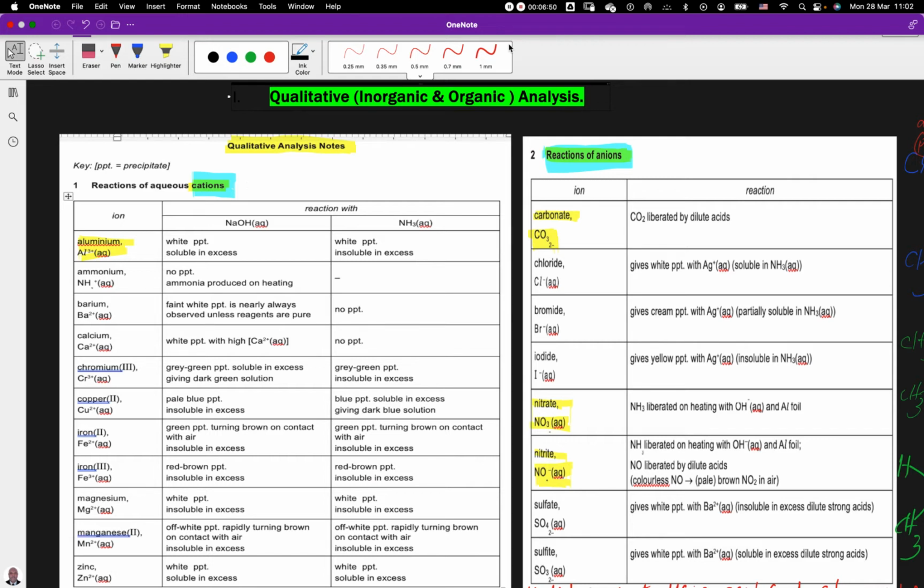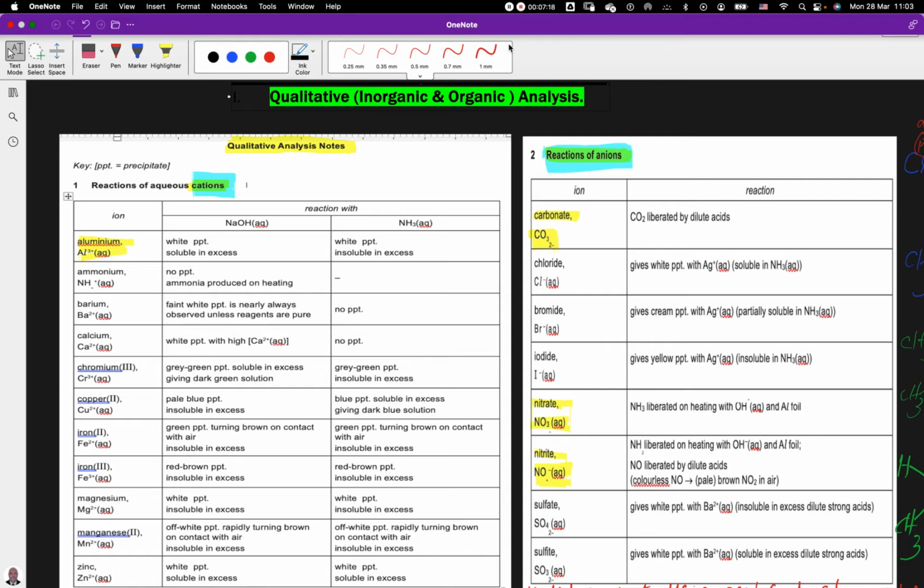There are a series of tests that you have to do for cations. Here, you have tests for aluminum ion, ammonium ion, barium, calcium, chromium 3, copper 2, iron 2, iron 3, magnesium. All these tests you need to be doing as I've told you. Add solution in excess to see the solubility of it.